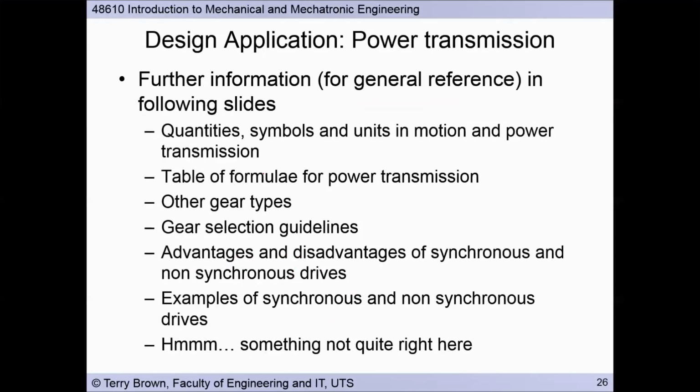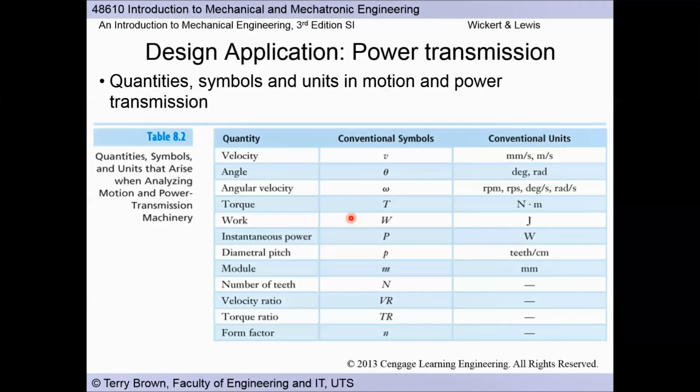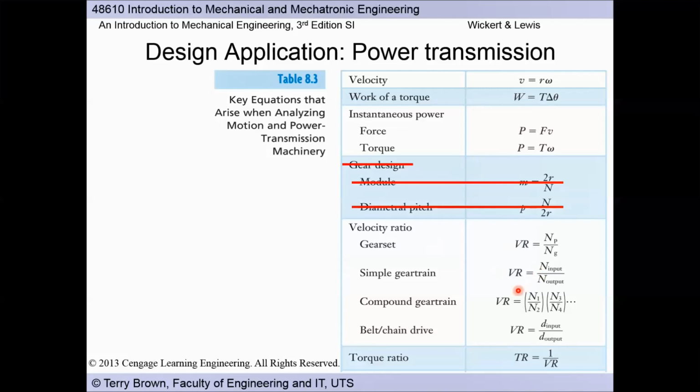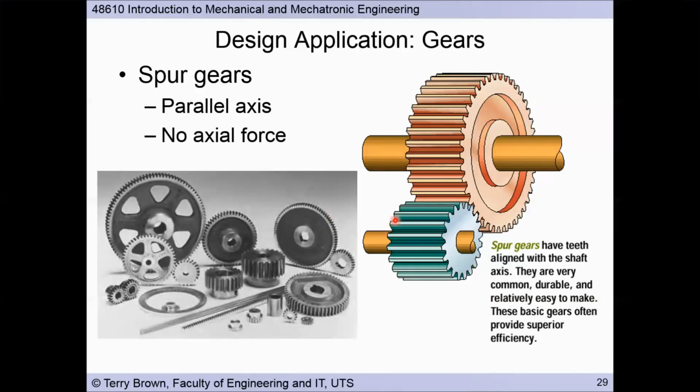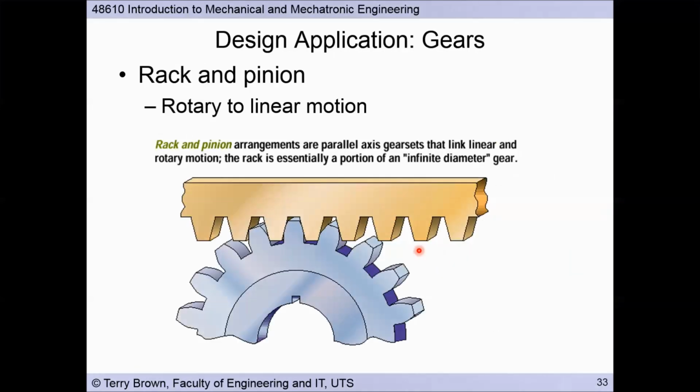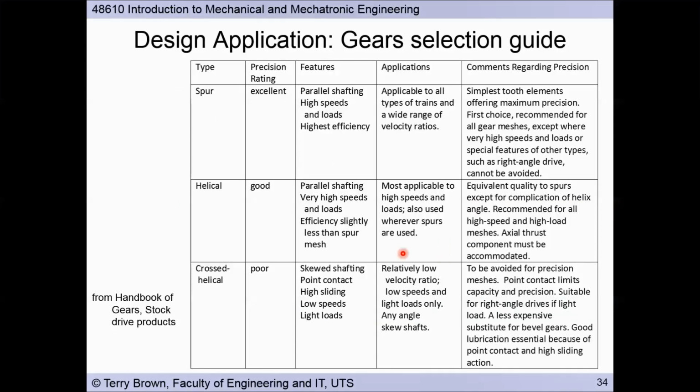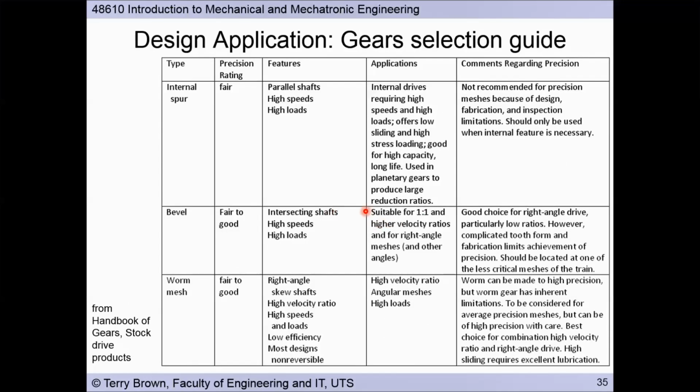Okay, so that's pretty much it for the video lecture. There's more information in the following slides. The list of what's there is here for you. So some more tables of symbols for the different quantities in power transmission, some equations. I've just crossed out this one, you don't need to know that one for this subject. Some different gears that you might be interested to have a look at, with some explanations of advantages and disadvantages. Here's a table of different types of gears, with some features and applications, and some comments regarding those, so you can have a look at those if you want to.